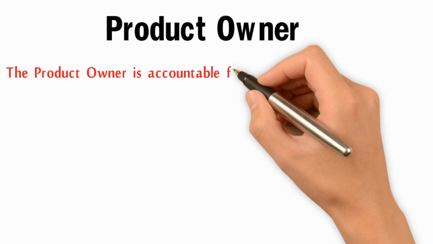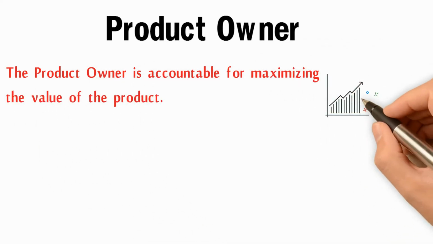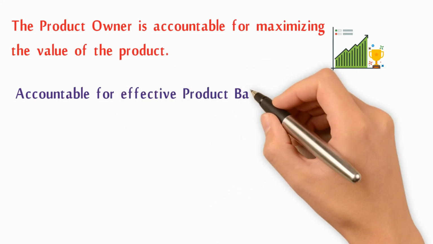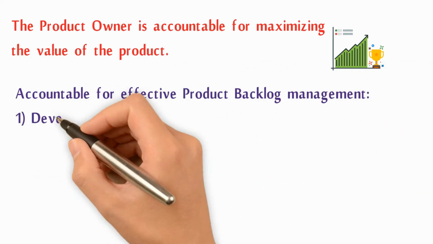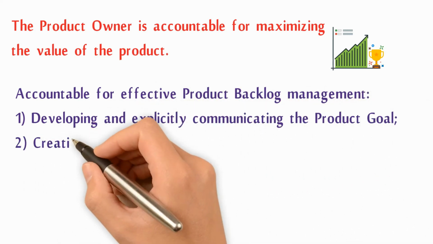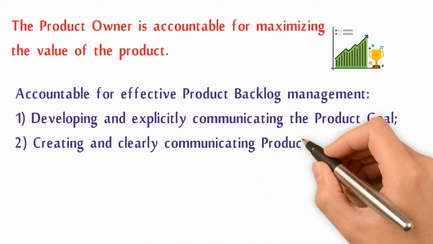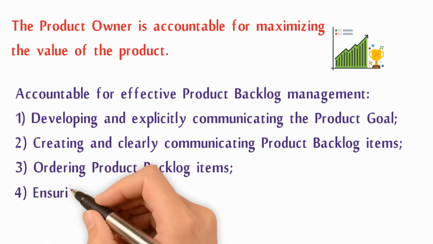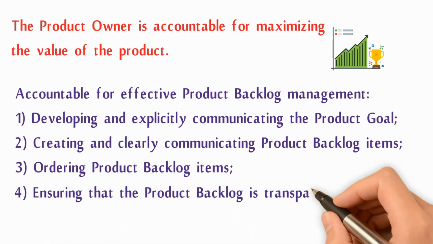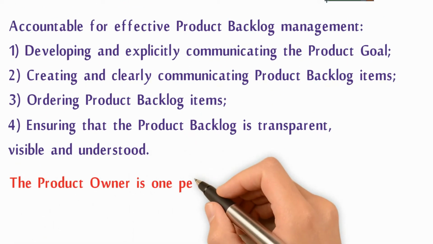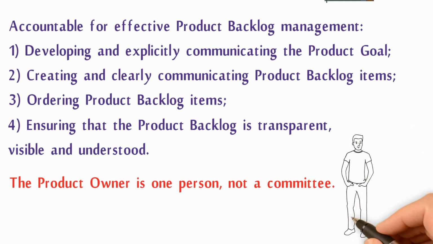Product Owner. The Product Owner is accountable for maximizing the value of the product. Accountable for effective Product Backlog management. Developing and explicitly communicating the Product Goal. Creating and clearly communicating Product Backlog items. Ordering Product Backlog items. Ensuring that the Product Backlog is transparent, visible, and understood. The Product Owner is one person, not a committee.